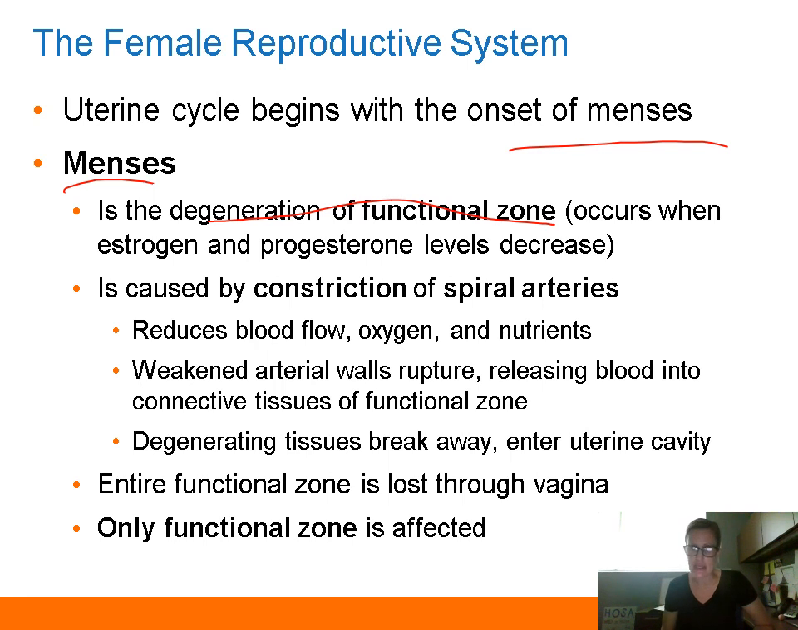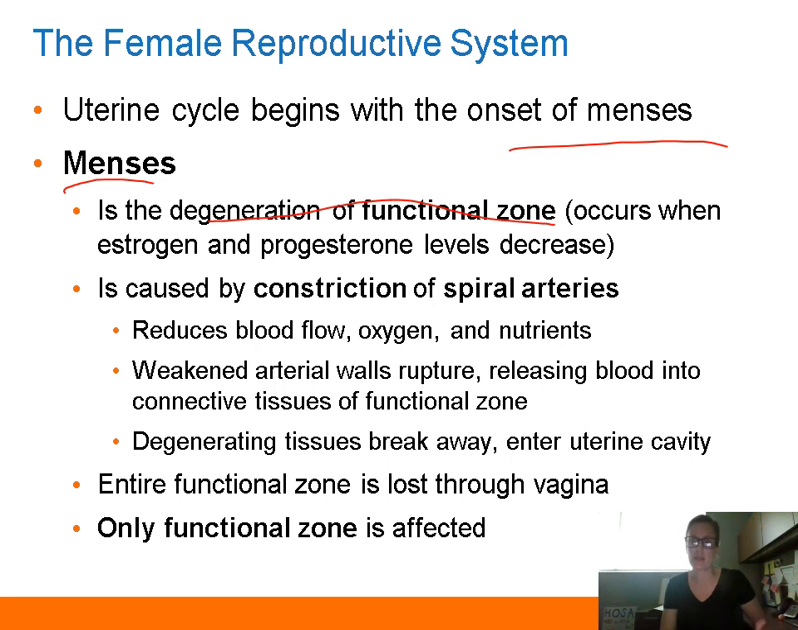In the uterus, what happens is spiral arteries constrict and reduce blood flow and oxygen and nutrients that were being delivered to the functional zone of the endometrium. So spiral arteries constrict. We don't have nutrients and oxygen going to the functional zone. So this results in weakened artery walls in the area and the rupture and release of blood into the functional zone tissues. The tissues will start to break down and degenerate because they don't have good blood supply anymore. If the tissues don't have good blood supply, they degenerate and start to break away from the uterine wall and enter into the uterine cavity.